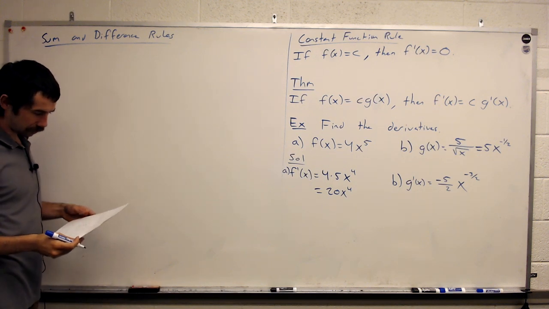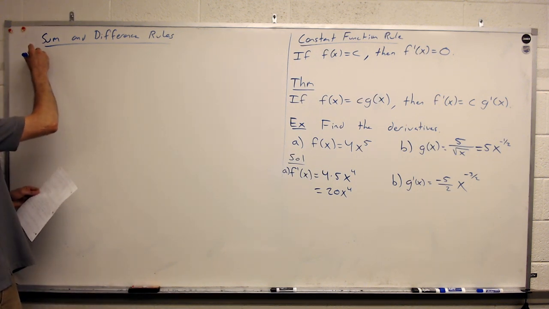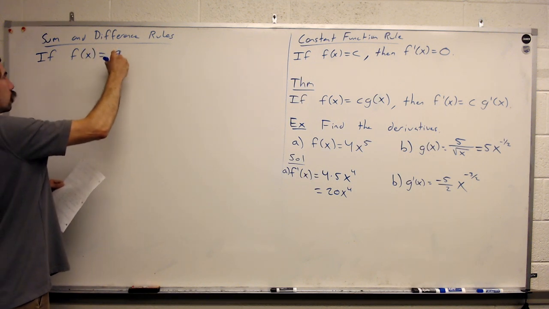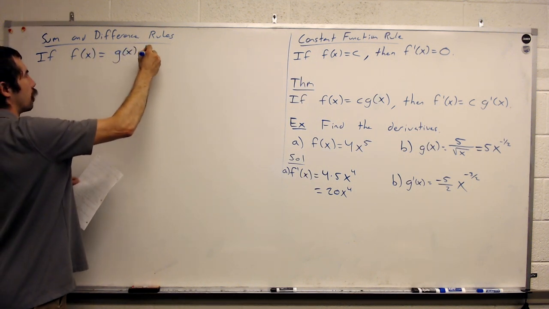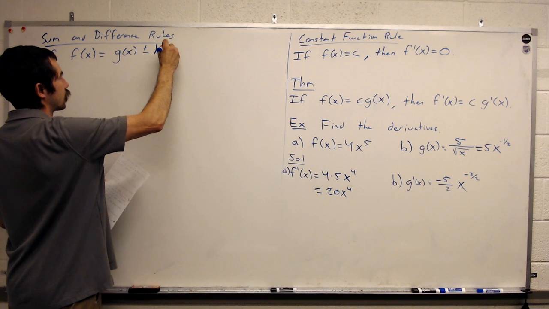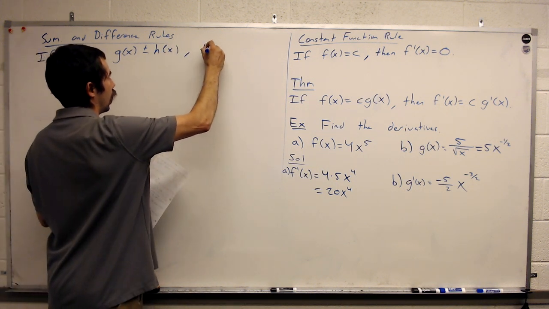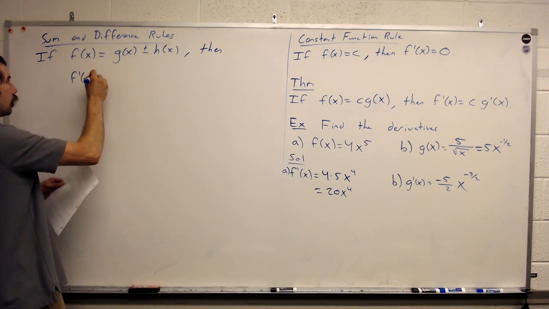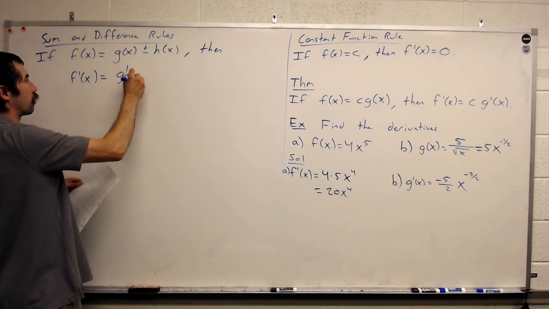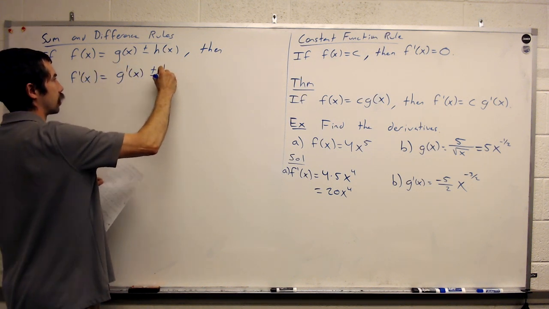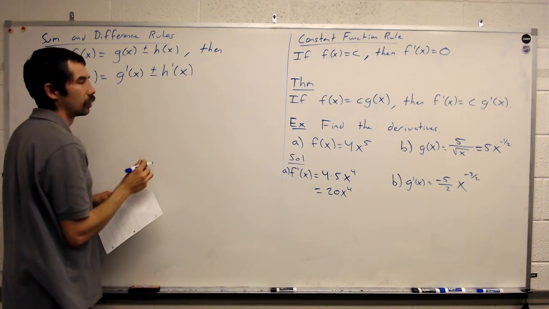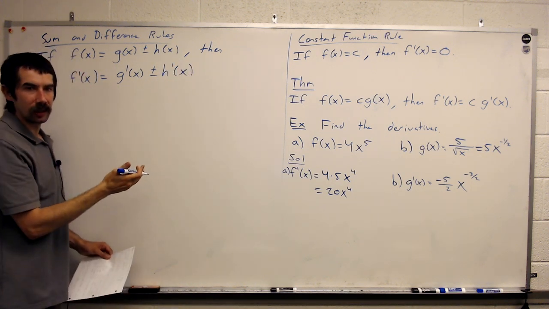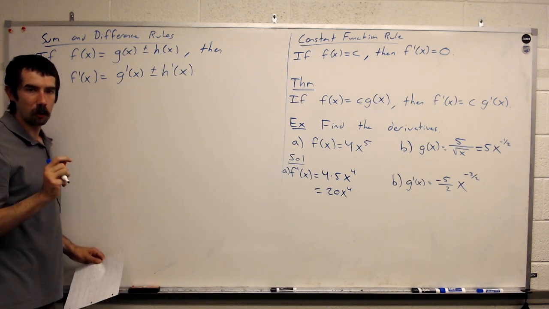What are the sum and difference rules? It says if f of x is equal to g of x plus or minus some other function, h of x, then f prime of x is equal to g prime of x plus or minus h prime of x. If we have a bunch of terms separated by addition or subtraction, this rule says take the derivative one at a time.